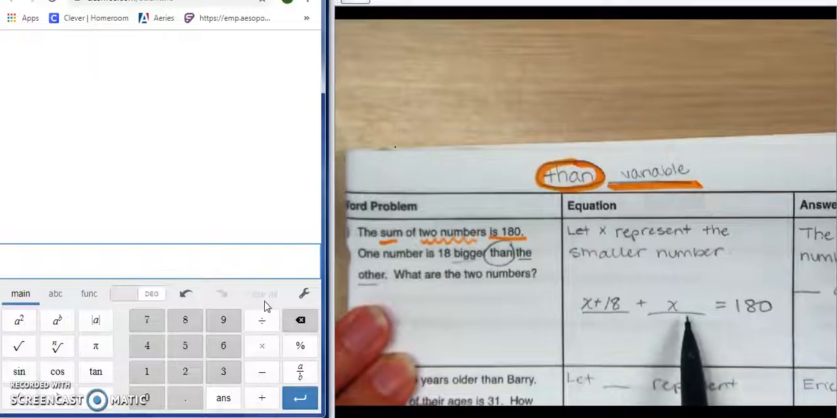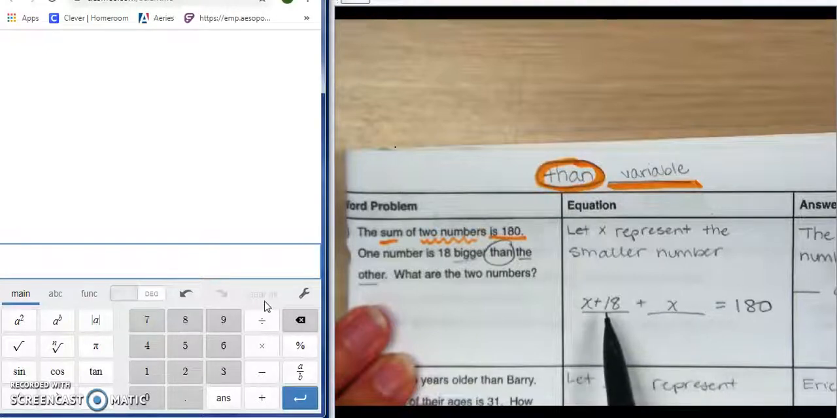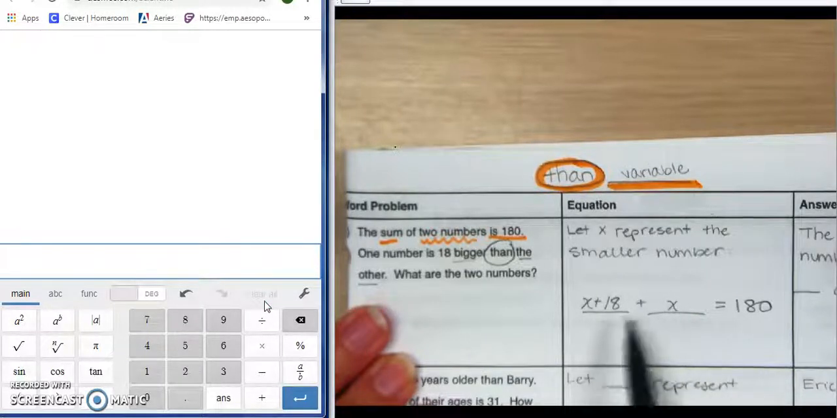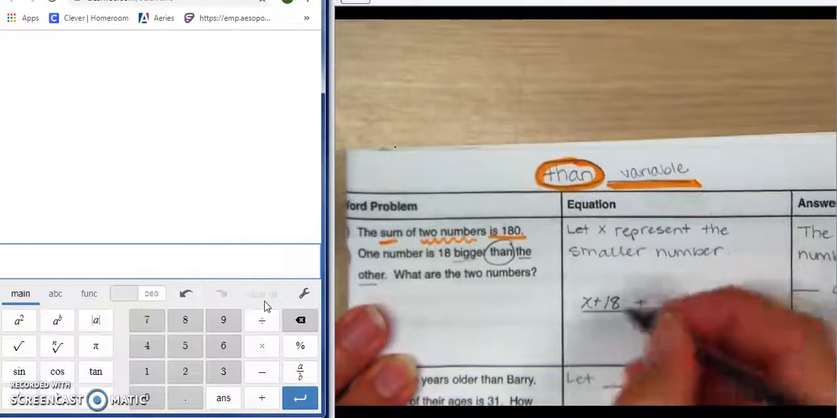So if it's 1, it would be 1 and 19. If it were 2, it would be 2 and 20. If it were 3, it would be 3 and 21. So whatever these two numbers are, one number is 18 more than the other. Okay, so I know that's a little weird, so we're going to see a few of those. And we know that adding these two together would equal 180. So let's go ahead and work this out now.